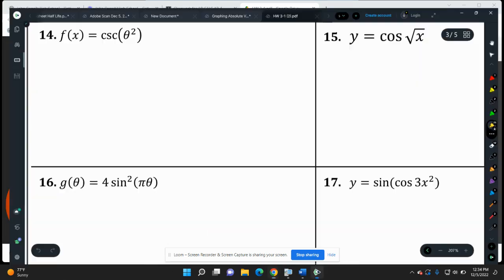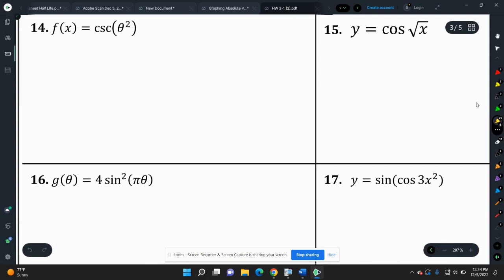Okay, so number 14. All right, so this one is pretty straightforward, so I'm not going to worry about the U substitution stuff, right? So first off, what's the derivative?